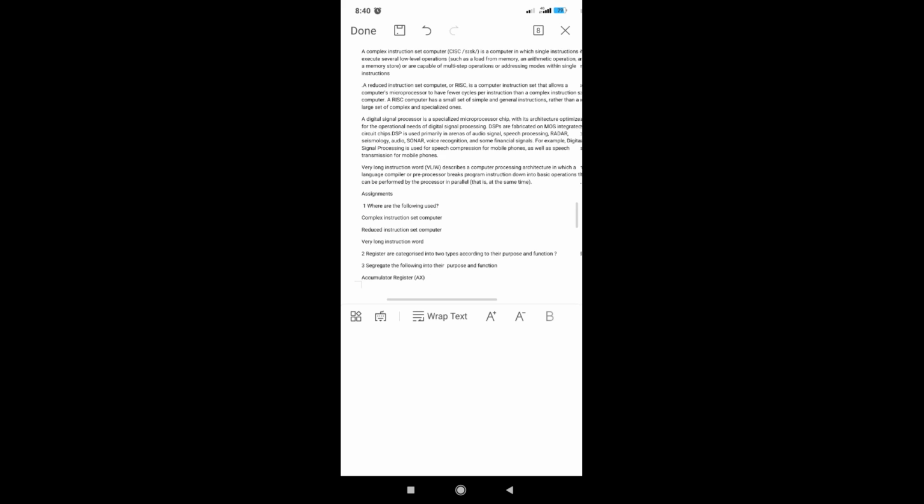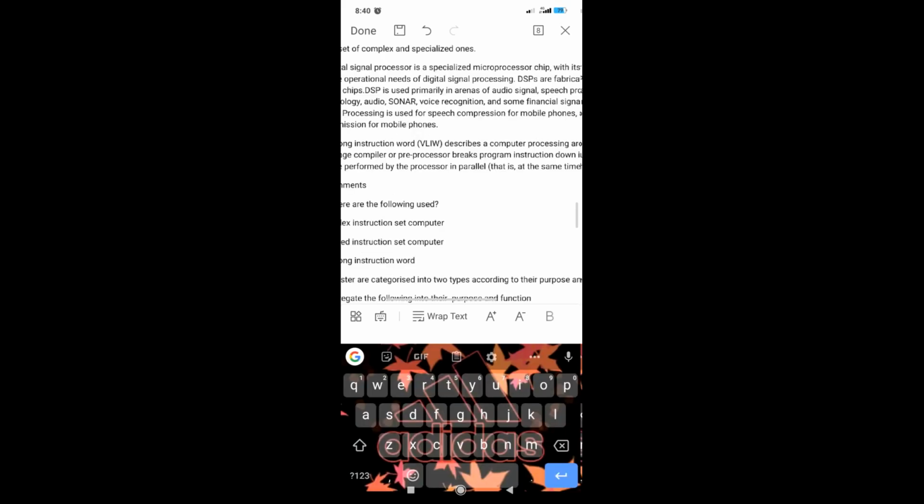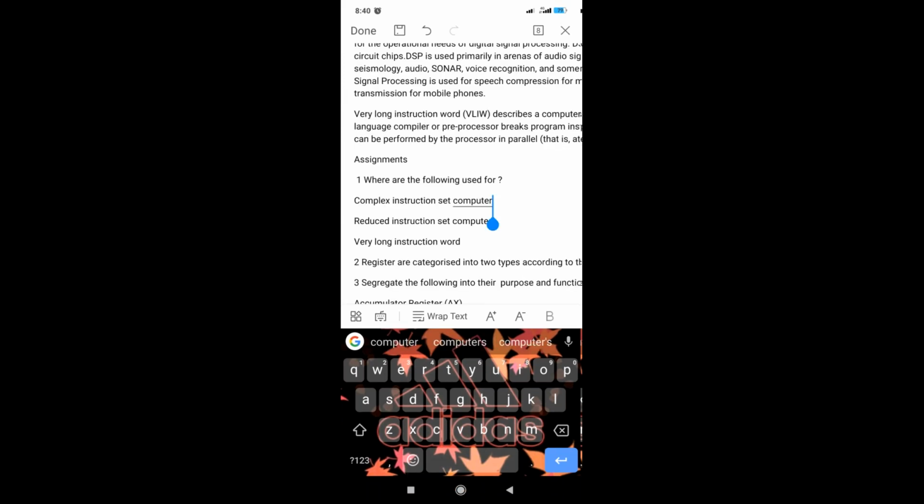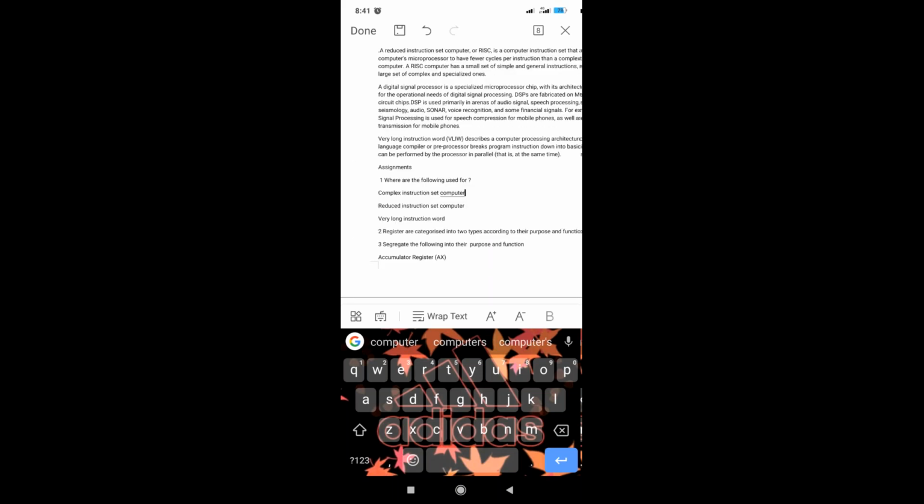Complex instruction set computer, reduced instruction set computer, and very long instruction word, according to their purpose and function.